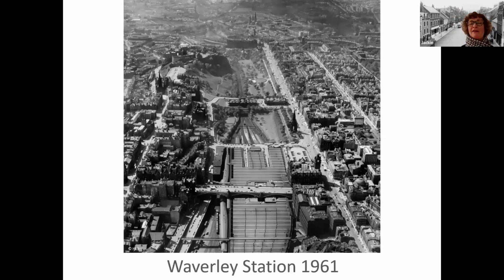Now, this stunning photograph is, of course, Waverley Station, and it dates from 1961. At the top, you can see Edinburgh Castle and Castle Rock, and there's quite a stark contrast between the higgledy-piggledy old town dwellings and buildings that are much more organic as they come down into the Nor' Loch Valley. And then on the other side, there is the order of the new town. So it gives you a very stark contrast.